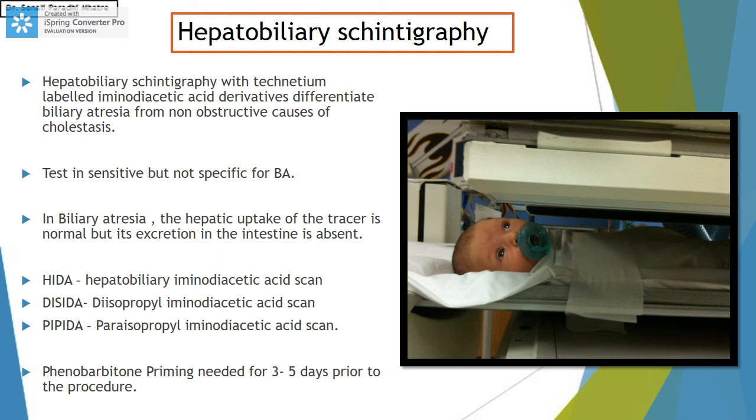Now this can be done as HIDA, DISIDA and PIPIDA scans. This depends on which tracer is used. HIDA is the hepatobiliary iminodiacetic acid scan. Then there is the diisopropyl iminodiacetic acid scan and the para-isopropyl iminodiacetic acid scan. We need a phenobarbital dose to be given 3 to 5 days prior to the procedure for priming. That is, the liver enzymes have to be activated well.